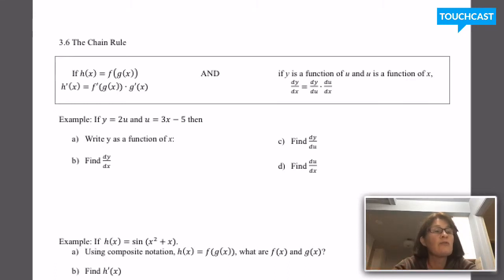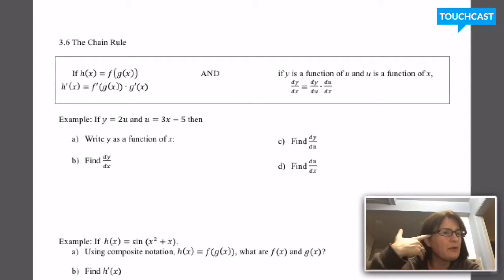So the first version I want to look at is the first version I have on this paper here. And that's when you're using function notation, when it's more obvious that two functions are being composed together. So if I have h of x is a composed function, so f of g of x, then to take the derivative, h prime of x is f prime of g of x times g prime of x.